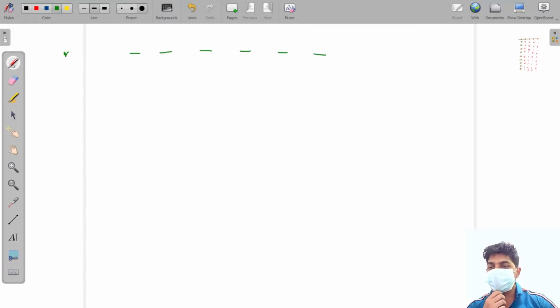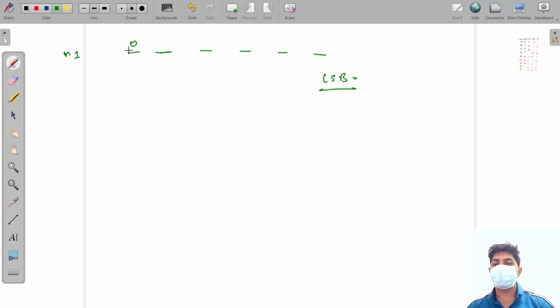Let's suppose we are given a number n1. This is the most significant bit, and this part is the least significant bit. Now let's suppose this particular bit is 1. Let's keep it 1. Now let's suppose I want to generate a number which is, okay, let's make it 0 for now.